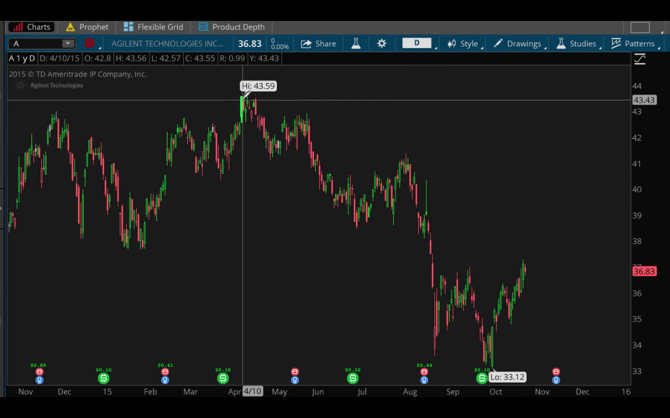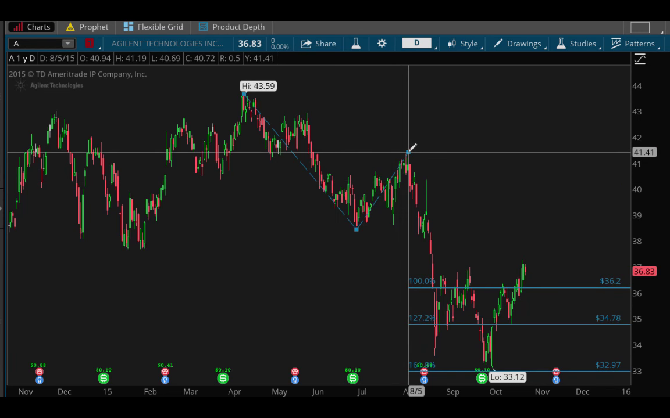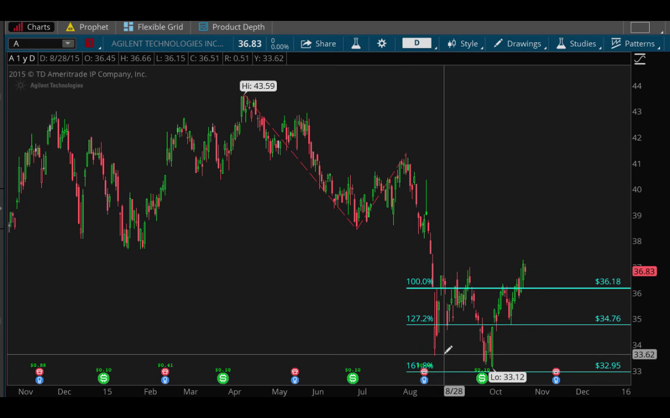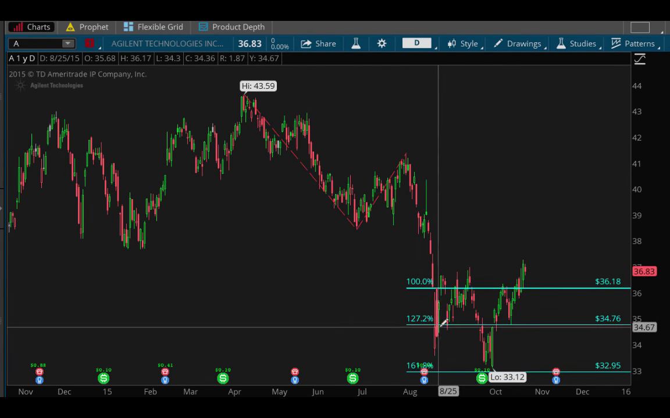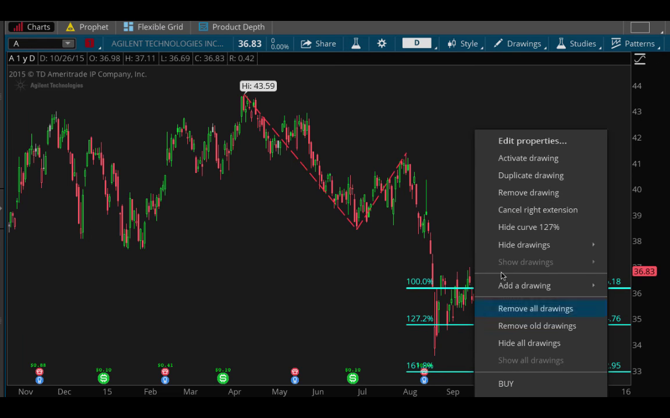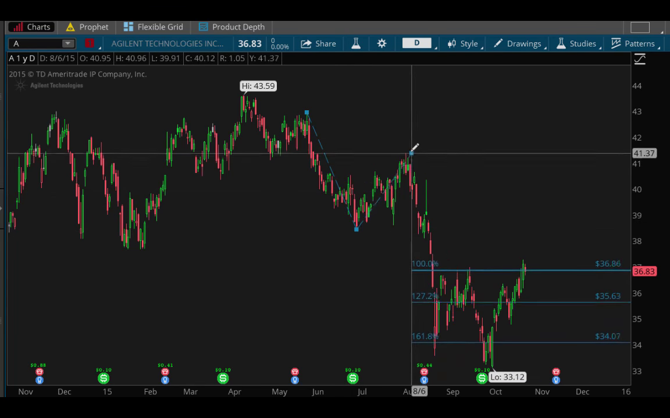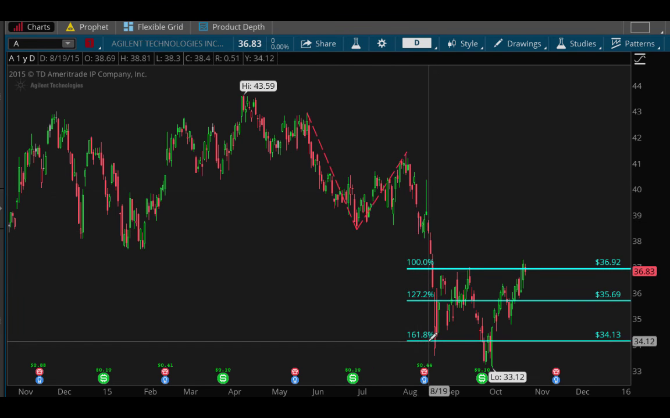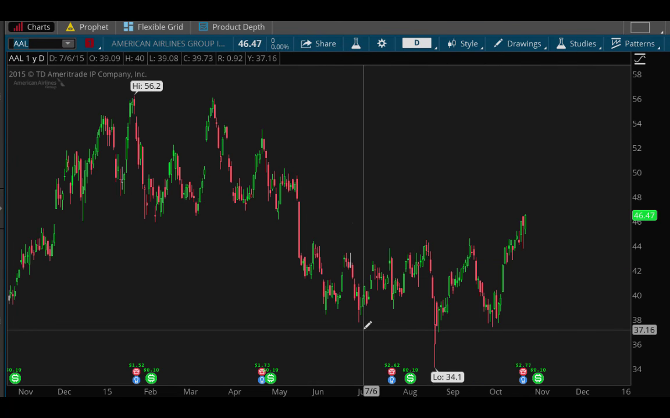In this case, we have Agilent, and if we take from A to B, and then going down to C, we can see that we have the 127.2, which is pretty much where Agilent bottomed out on Black Monday, or right around where it closed on Black Monday. And if we take this one from A to B to C, the projection is right down in that same area for the 161.8.